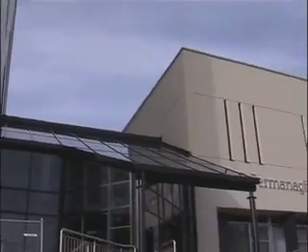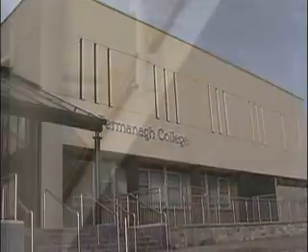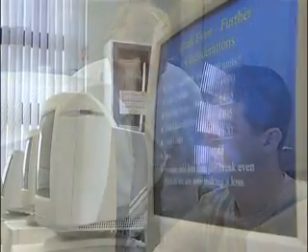Fermanagh College in Enniskillen, Northern Ireland, has a large rural catchment area. Several lecturers wanted to develop course materials that could be accessed outside of class time. Their first experiments were not well received by students, and so they had to think again.